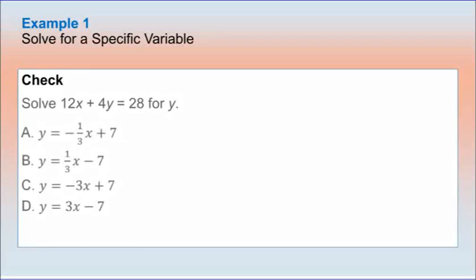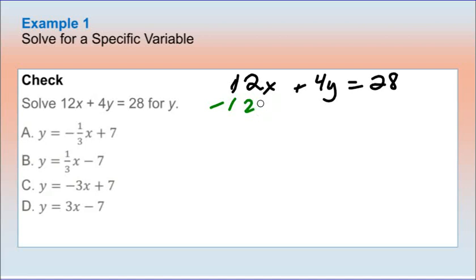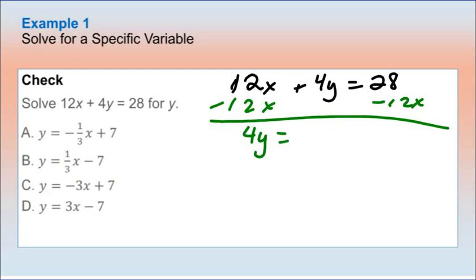Next, solve 12x plus 4y equals 28 for y. So I need to get y by itself. So I'm going to take the 12x plus 4y equaling 28. I need to get everything away from 4y first. So I'm going to subtract 12x. And I'm left with 4y equaling 28 minus 12x. Again, I cannot combine the 28 and the 12 because one has an x and the other one doesn't. Last step, divide by 4.